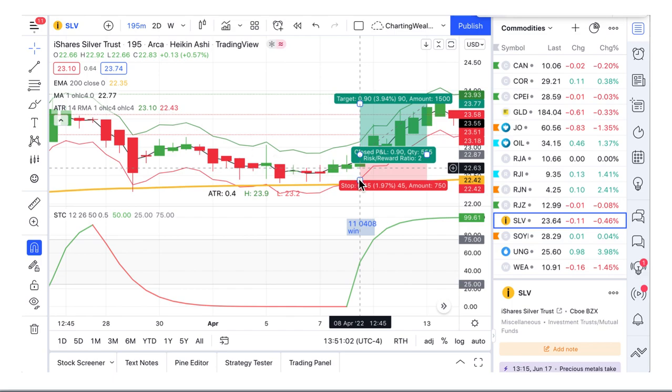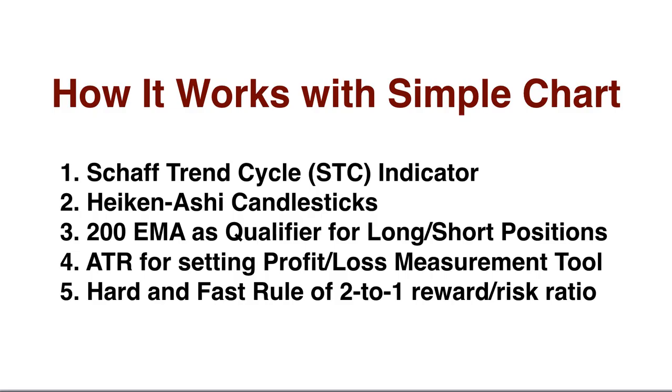And again, this falls in line with our maximizing success with the ADR training. We set our loss band down at the bottom. We set our profit band, and that is right there on the average true range. And 2 times that is where we set our profit. Now, that is in line with our hard and fast rule of a 2-to-1 risk to reward ratio.